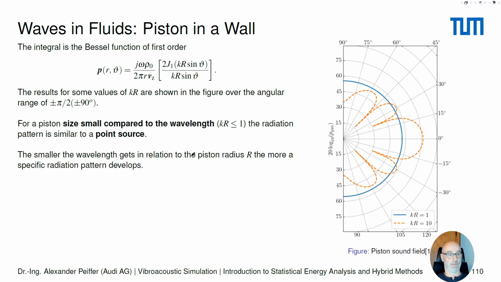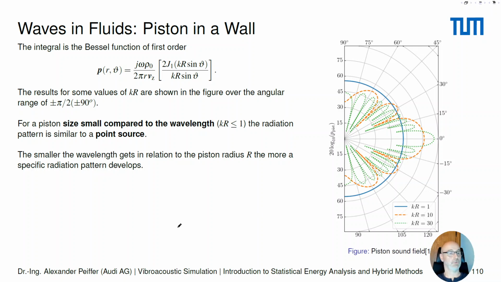When the wavelength becomes slightly smaller than the radius, we are using here a value of the product of 10, and we see that there is generated a kind of radiation pattern. We have so-called side lobes, also something that you should know from optics. And those side lobes become more and more complicated and more pronounced if this kr factor is getting even bigger, meaning that the wavelengths are much smaller than the radius.